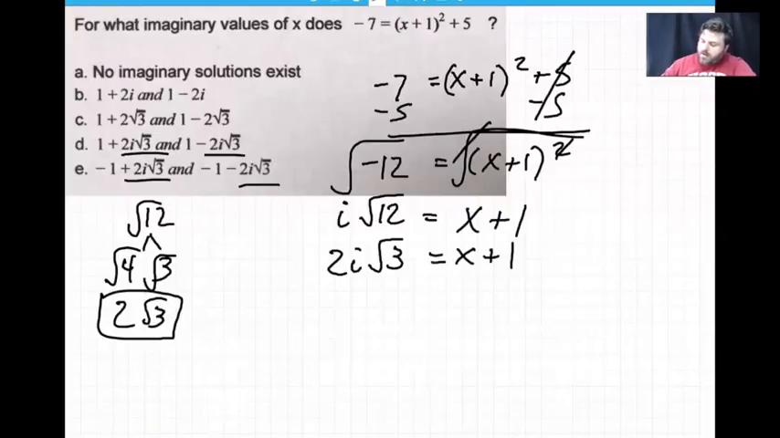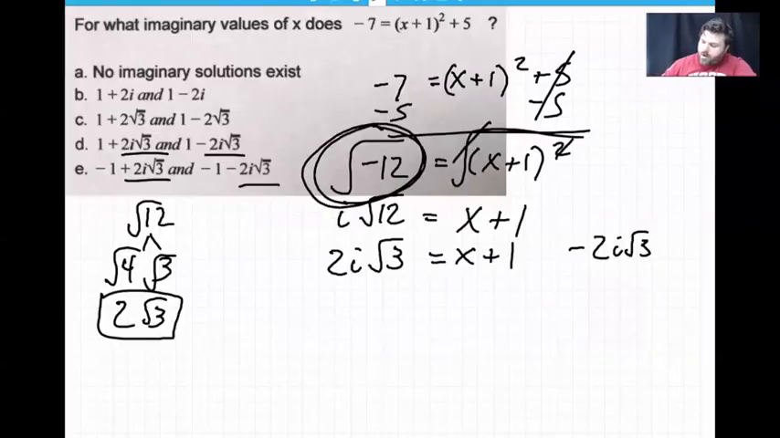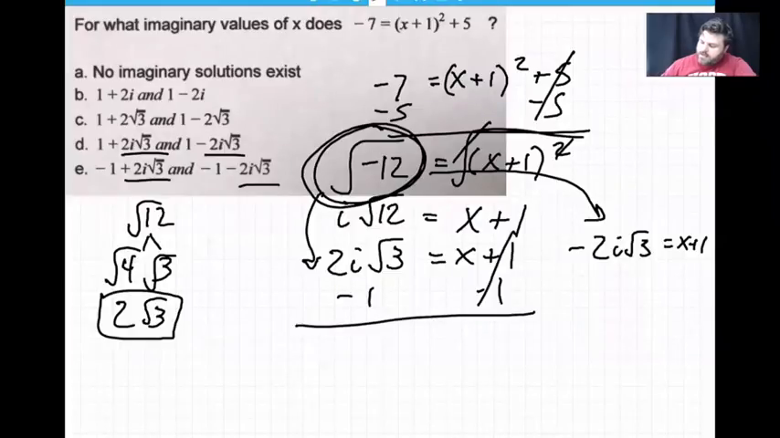Don't forget, there's actually another solution here because we just took the square root of a number, right? When we take the square root of a number, we get 1 plus and 1 minus. So 1 plus and 1 minus. Then we have to solve for x. We have to take away 1 from both sides.